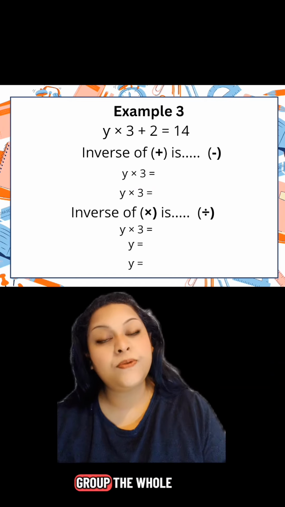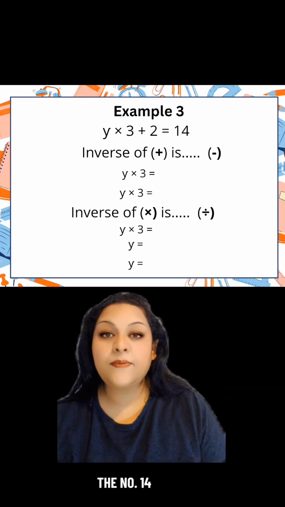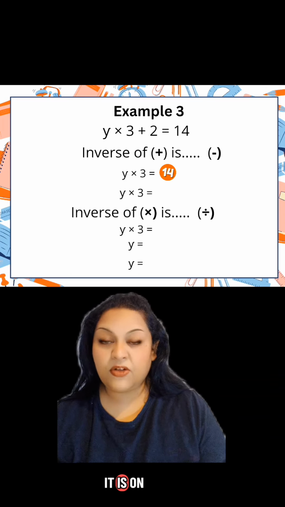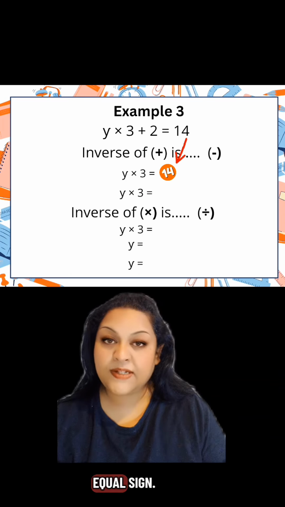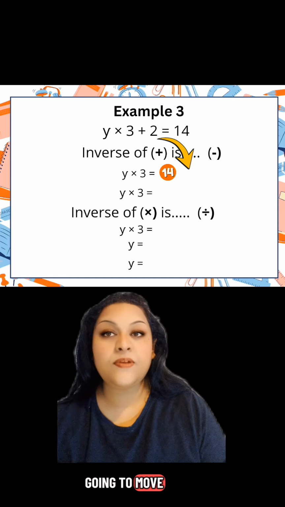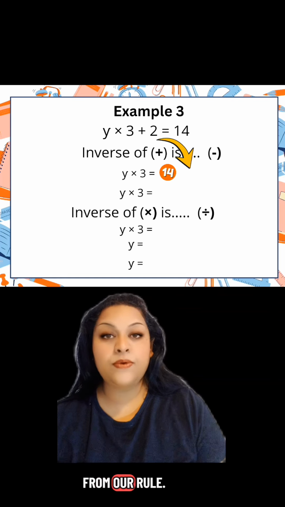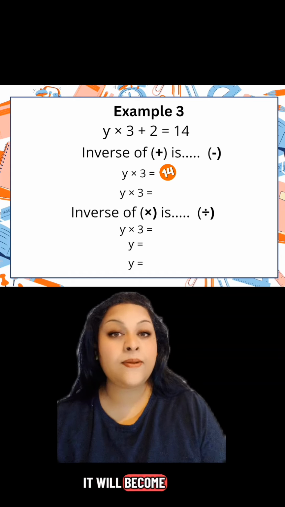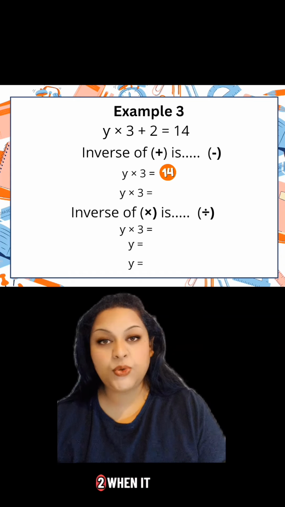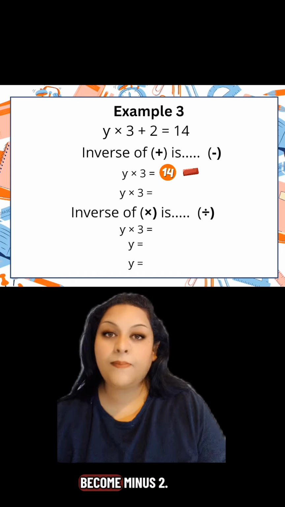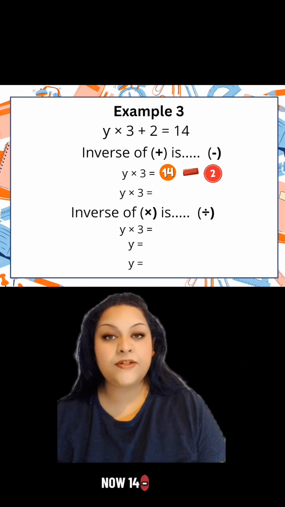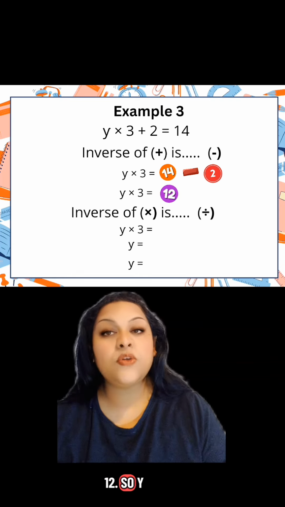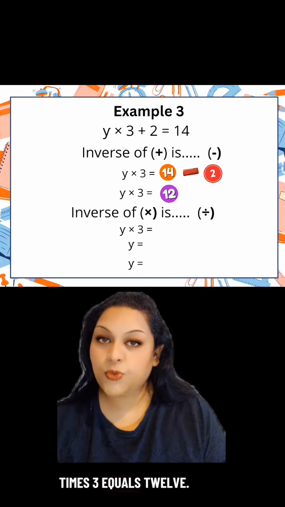We need to group the whole numbers together. The number 14 will stay where it is on the right hand side of the equal sign. We are now going to move the plus 2. From our rule, we know that if we are inverting a plus, it will become a minus. So this plus 2, when it moves, will become minus 2. Now 14 minus 2 gives us 12. So y times 3 equals 12.